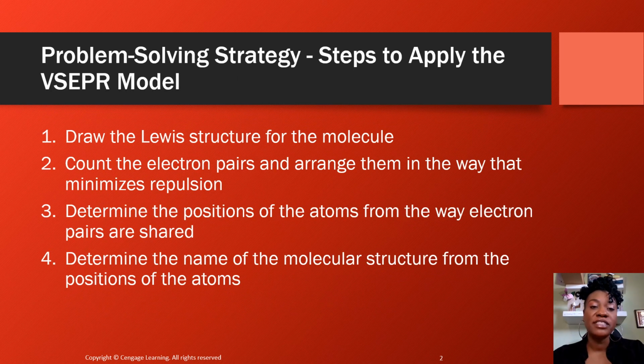So there's a problem-solving strategy that we use in order to apply the VSEPR model. We draw the Lewis structure first, and that is very important because we want to make sure that we have all of the valence electrons properly placed. We count the electron pairs and arrange them in a way that minimizes repulsions. We also determine the positions of the atoms from the way the electron pairs are shared. And then we determine the name of the molecular structure from the positioning of the atoms.